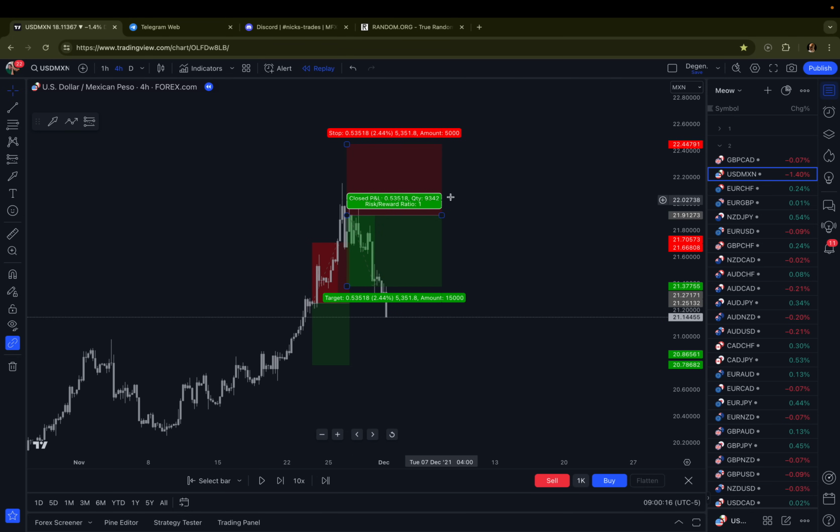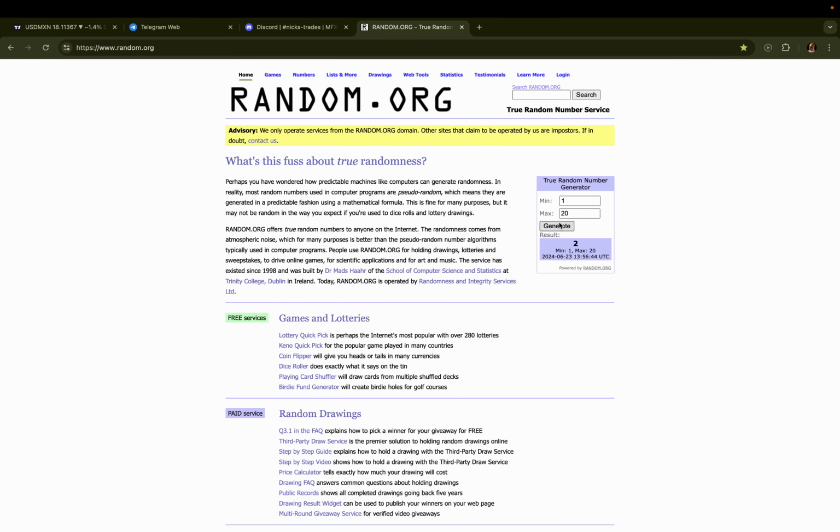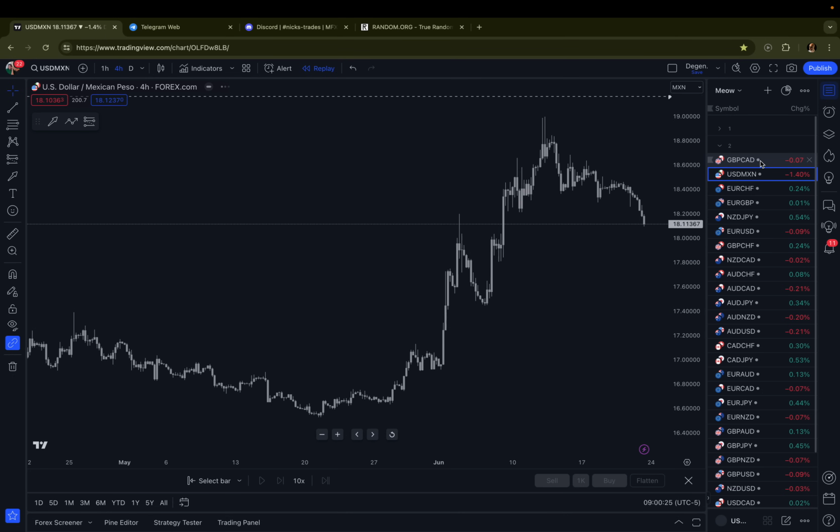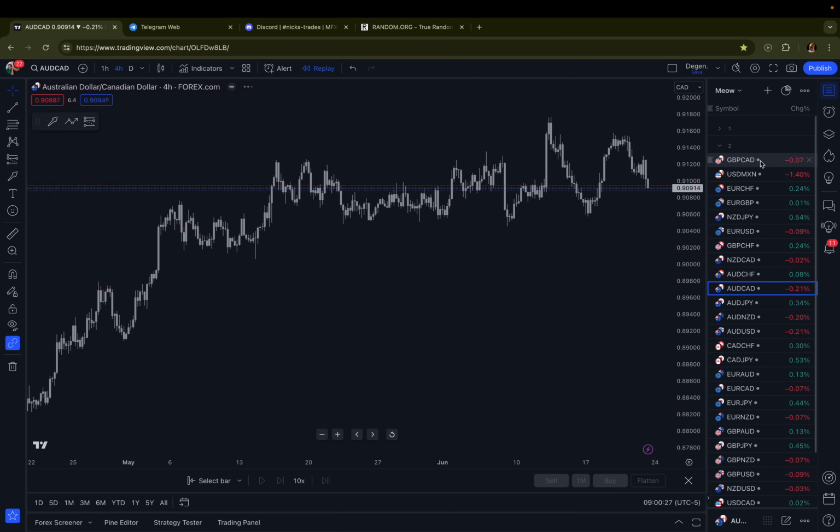And this trade wins, so it's just break even. So that was break even, didn't make any money. That was one trade won, one trade lost. Let's go to the next pair. Pair number 11. So what is that? 1, 2, 9, 10, 11.